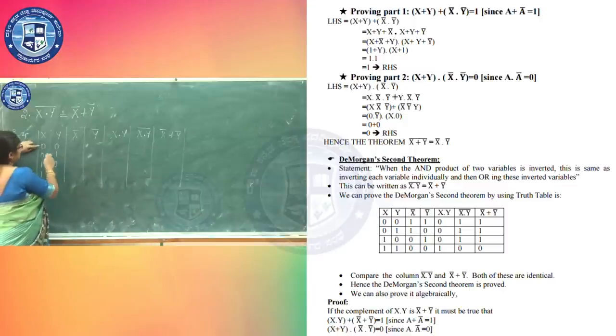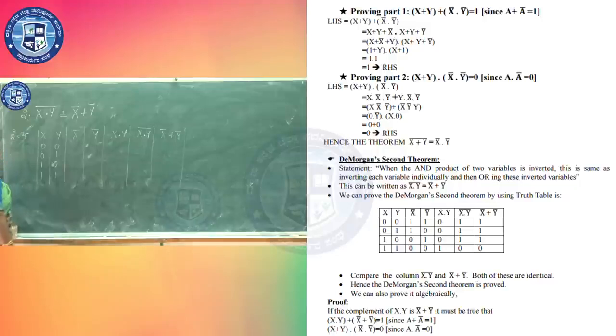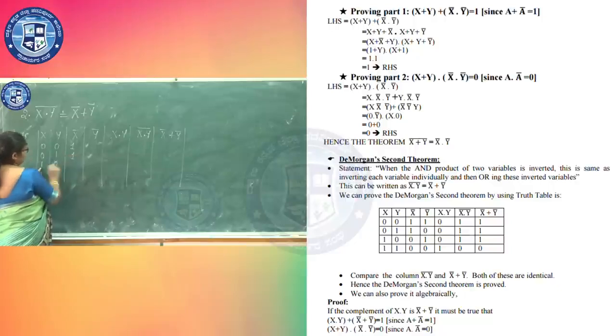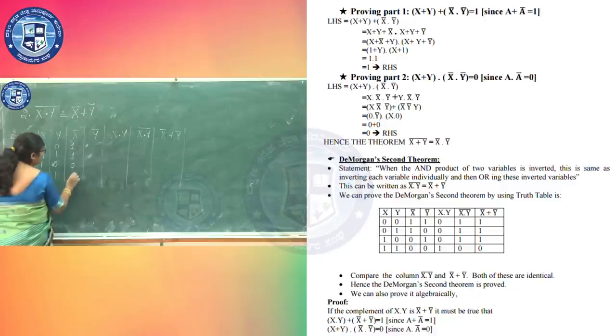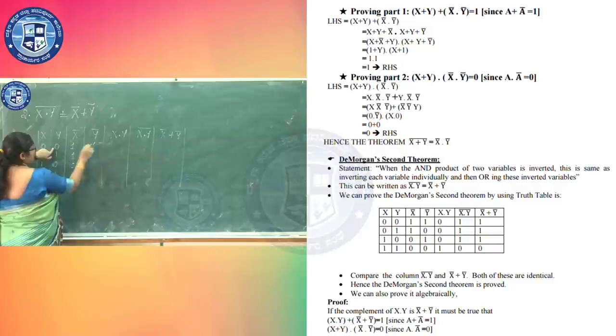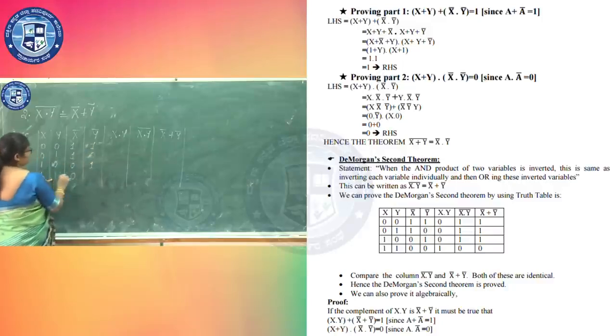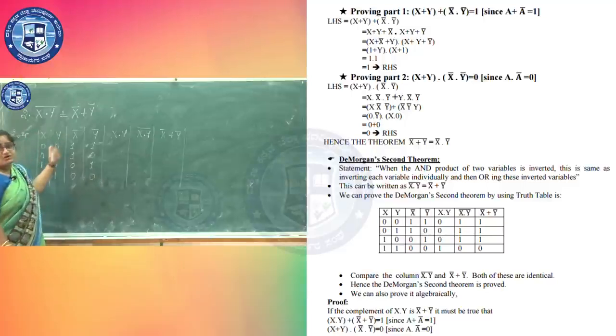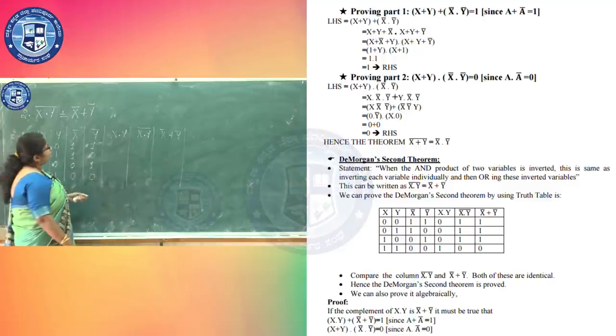Now x dash. X dash is the opposite of x: 0 is taken as 1, and 1 is taken as 0, because it is complementing. Then y dash: 0 becomes 1, 1 becomes 0, 0 becomes 1, 1 becomes 0. So we got the values for x dash and y dash.